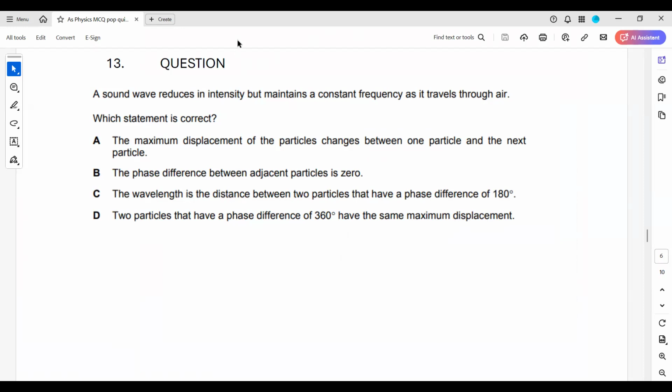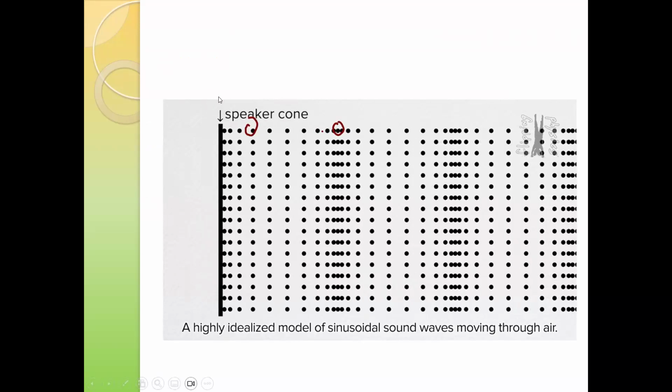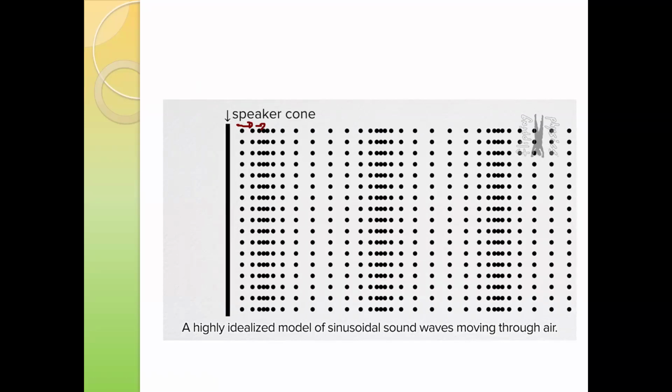And the next one: the two particles have a phase difference of 360 and have the same maximum displacement. It means if two particles are vibrating in the same way, they have the same maximum displacement. It's not the case. As you can see in a sound wave, phase means the mode of vibration. This group of particles is moving towards the right, but they don't have the same distance. Here the distance is different, here the distance is different. For sound waves, when a vibration is produced, the spacing between the particles changes.